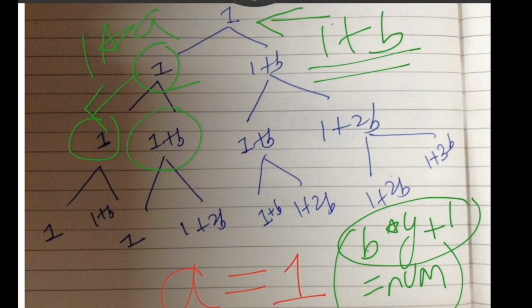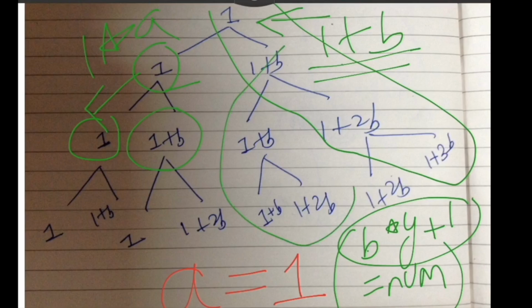So if you consider this path, you will be just adding b, which would be of the form b into y plus 1. And in this path, again you will get 1 plus b and then 1 plus 2b, numbers of that format. So numbers will be of the format 1 plus b into y. So when a equal to 1, you have to just check this condition: if my number is of the format b into y plus 1, then that's possible, otherwise it won't be in my final set.